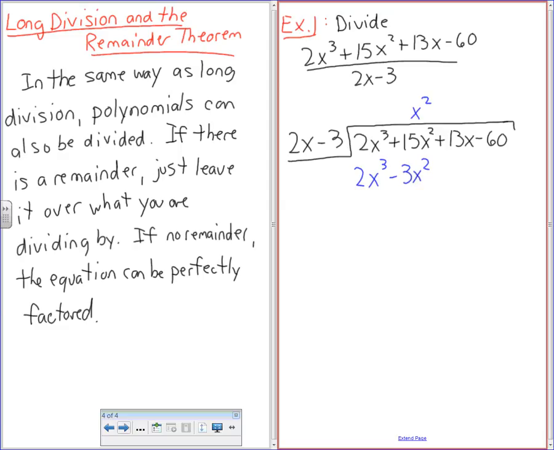Okay, go ahead. How did you get the Yeah, no problem, no problem. So all I said to myself was, okay, I want to get a 2x cubed here. That's what I want, right? That's what I want. So I said, 2x times what will give me 2x cubed? So 2x times x squared gives you 2x cubed. Right, so you're just thinking, what's that?